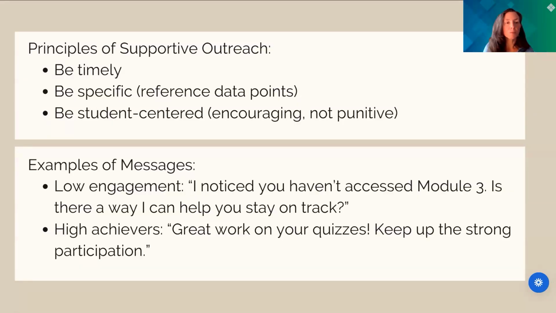And here's some things for if they have low engagement in the course. I notice you haven't accessed module 3. Is there a way I can help you stay on track? Or your high achievers, again, we don't want to forget about them. Great work on your quizzes, on quiz 1 and 3, whatever. But keep up the strong participation. Those are things that can help with those communications. You don't necessarily have to become a data geek like me, but being data literate so that you know what's available to you when you need it. That was kind of the point of this.